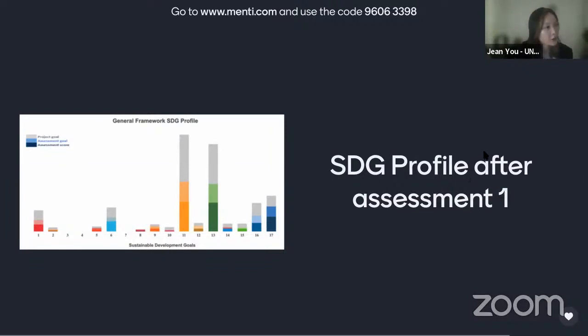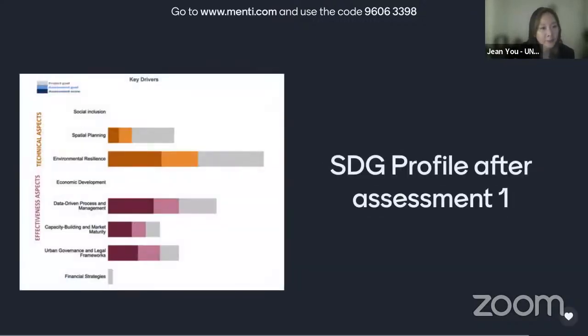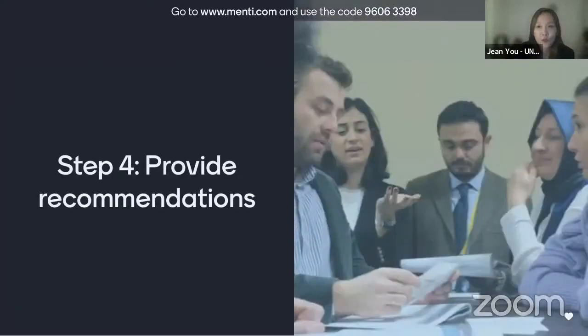This is also a sample graphic that shows how the different key drivers are doing relative to each other. You see here that for the Bangkok decision support system project, the selected sustainability principles are associated most with the environmental resilience key driver category. And with that, I will hand it over to Matthias for the last step.